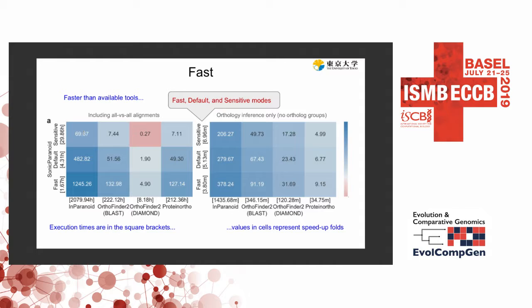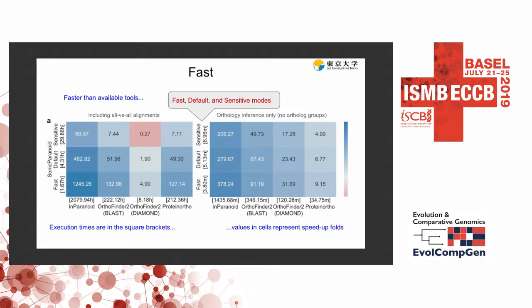And then what did we find? Yeah, we found, of course, that we were fast. In terms of speed, we compared SonicParanoid with other two tools that are quite fast, which are OrthoFinder 2 and ProteinOrtho. And of course, we compared with ISMB. And we ran our method in fast, default, and sensitive modes. And if you look on the left, so basically the values inside, they are the speed up folds that SonicParanoid had.